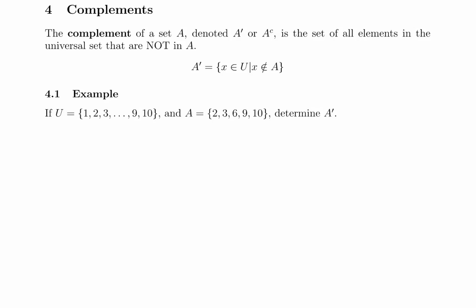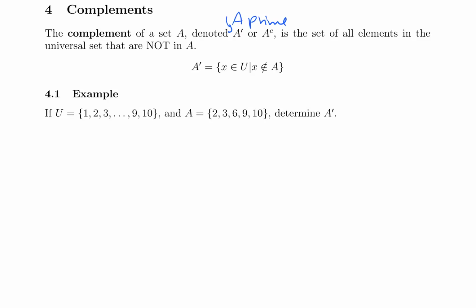So let's continue talking about sets. We're going to look at the complement of a set. The complement of a set is denoted with a little apostrophe. We call this A prime if we have the little apostrophe, or you can put a C in the exponent to indicate that you're doing a complement. The complement is all of the elements that are not in A.